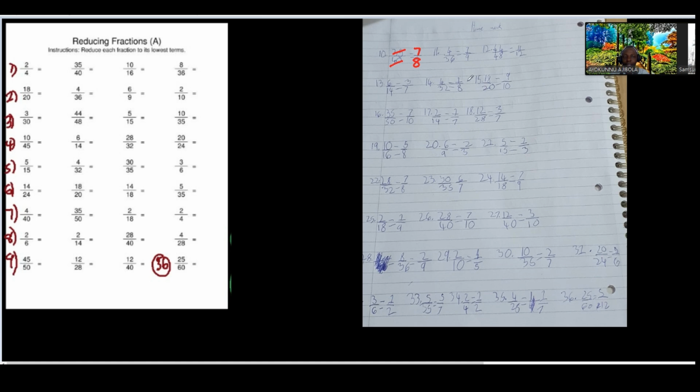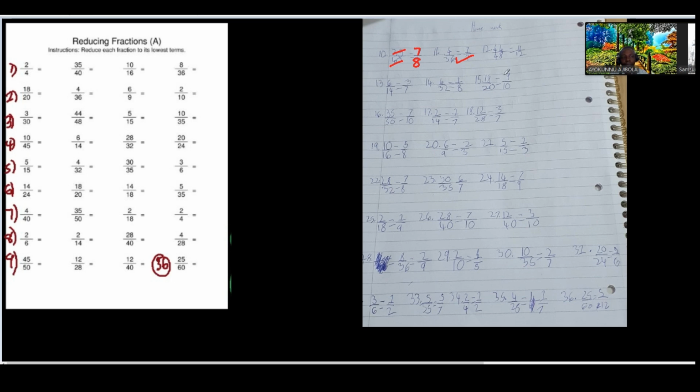Okay. Let's check the second one. The second one, 4 over 10, I mean 4 over 36, right? Yeah. So 4 over 36, if we reduce it by 4, that would be 1 over 9, right? Yeah. Okay, that's correct.